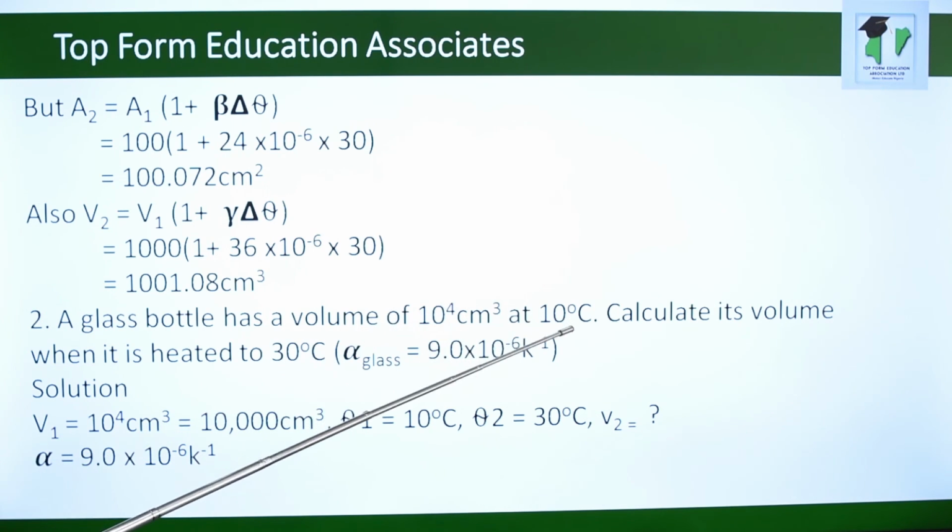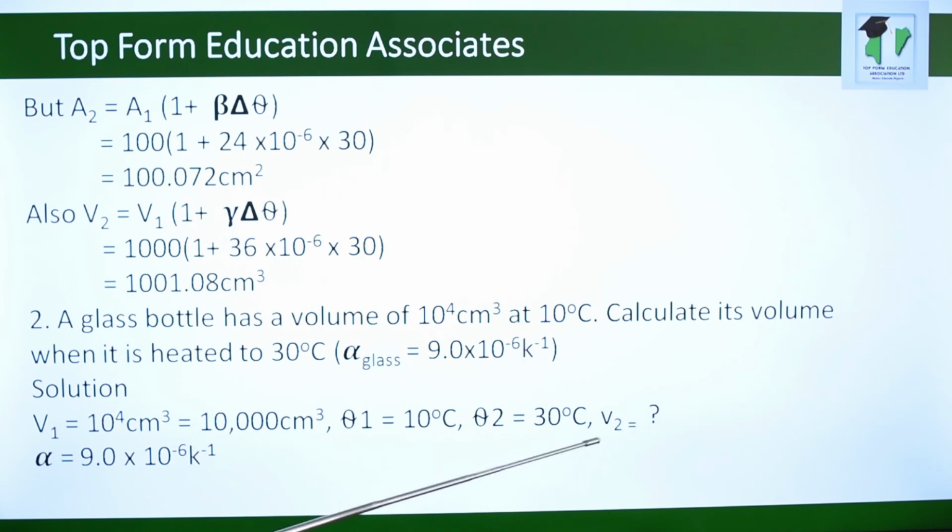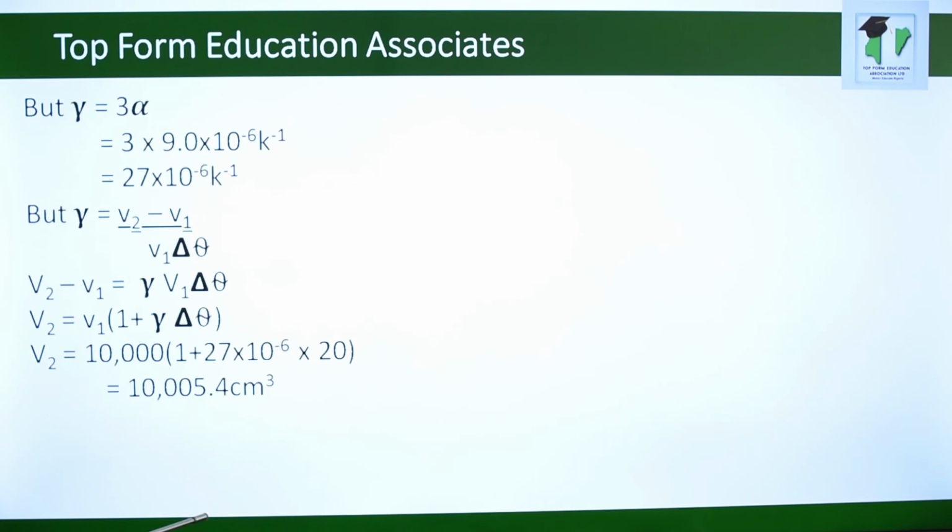The initial temperature is this. So V1, initial volume at this, is 10 to the power 4 cm cube, that is 10,000 cm cube. Theta 1 is 10 degrees Celsius. Theta 2 is what? 30 degrees what? Celsius. V2 is what we don't know, which is what we're asked to calculate. And alpha of this glass is 9.0 times 10 to the power minus 6 per Kelvin.